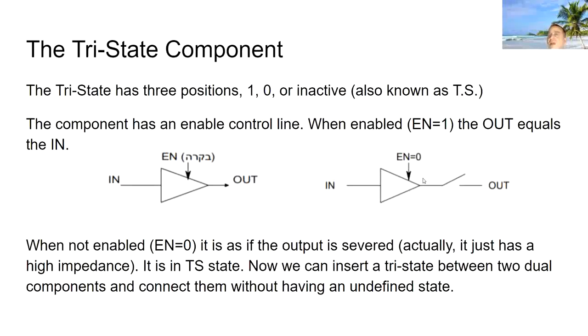So we can say it's tri-state because this line can either have one or zero or disconnect, which I called inactive here. So it has three states: zero, one, and disconnect.